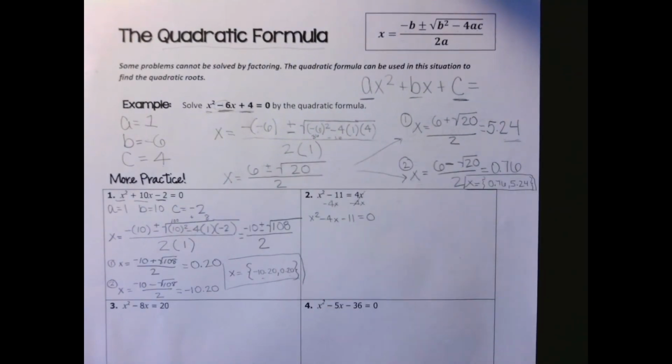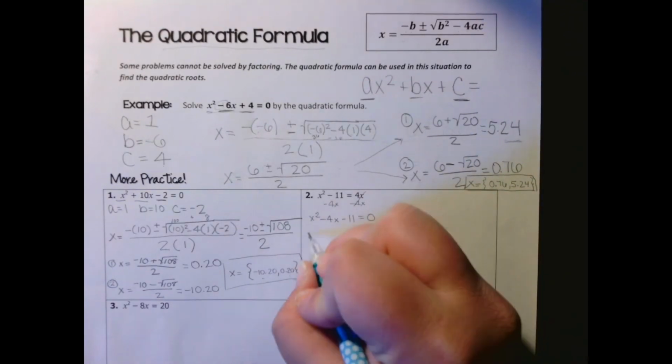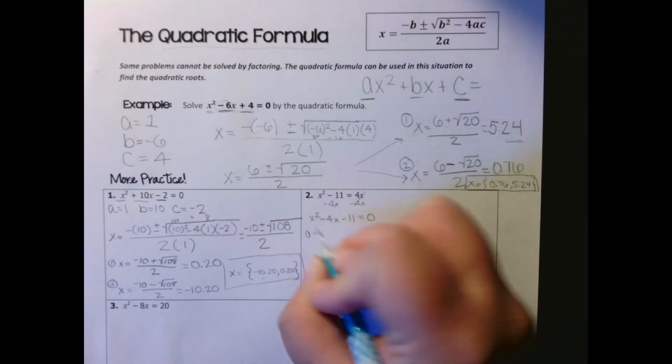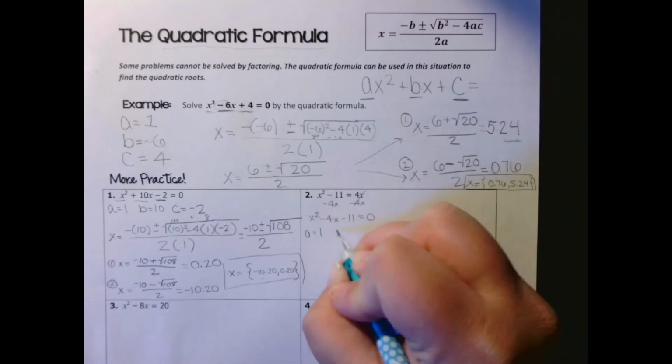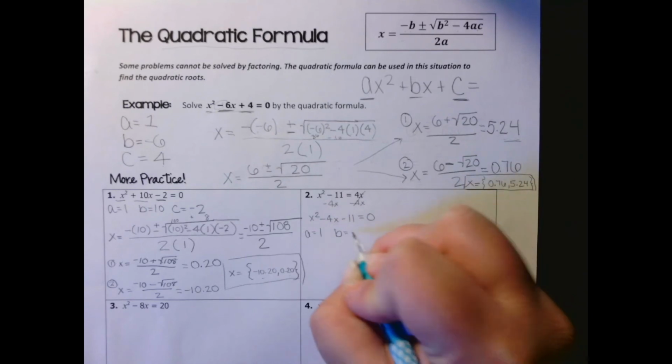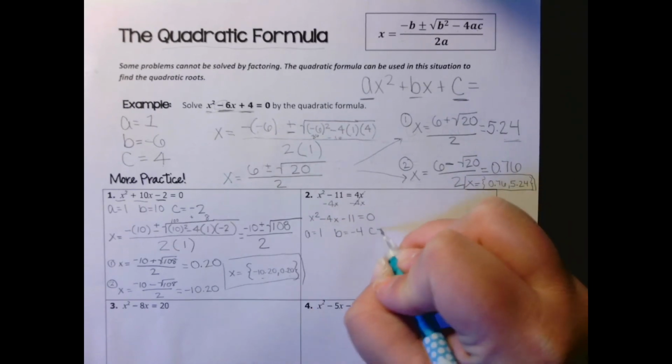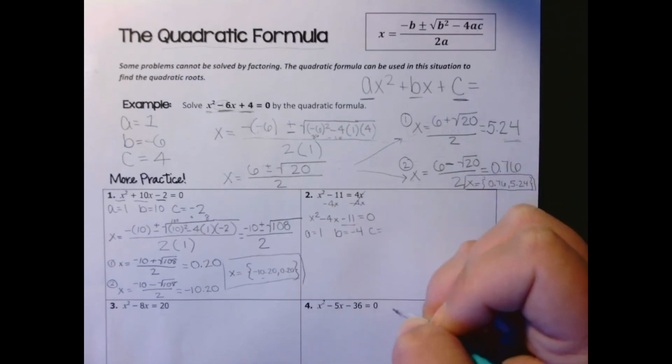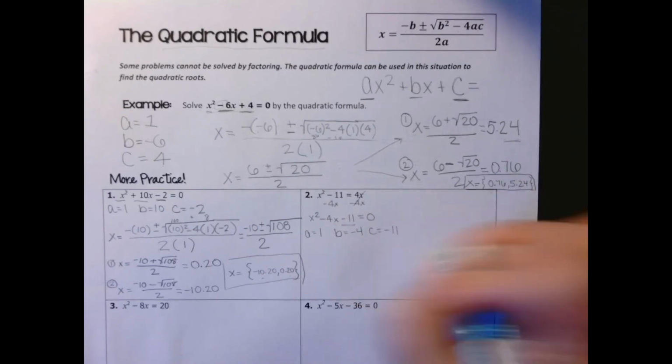Now I'm going to go through and list out my a value, my b value, and my c value. So a is going to come before that x squared, it's going to be a positive 1. B is going to come before my x, and I'm going to take that sign with it, so it's going to be negative 4. And c is going to be that last term, again taking that sign with it, so negative 11.